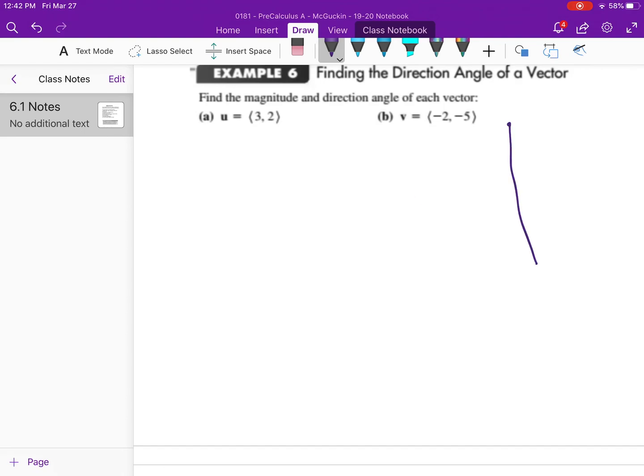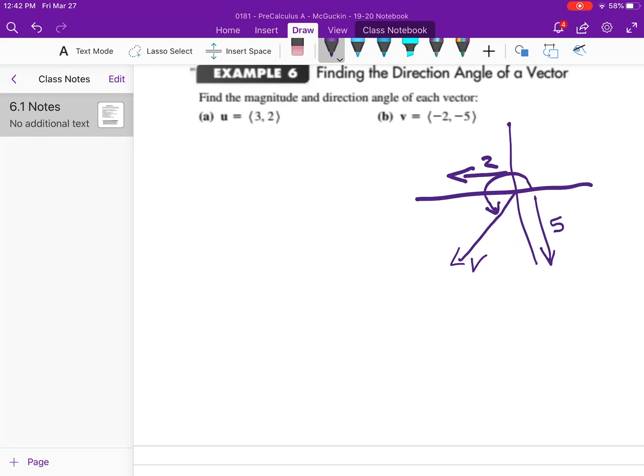So let's think about this once again in terms of our coordinate plane, right? If I'm going -2, that really means go left 2 units. And if I'm going -5, that really means go down 5 units. So what that tells me is that my vector V is going to be in quadrant 3. So that means that my direction angle is going to be in between 180 degrees and 270 degrees.